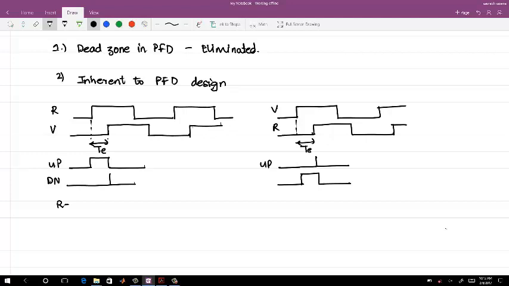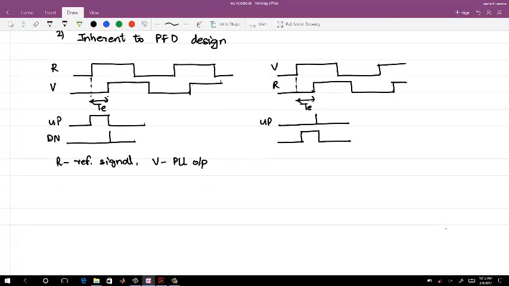Here, R is your reference signal and V is the PLL output. It is a divided signal, but V is the PLL output. So if I give you this on a time scale T, and I put this in a closed loop system, what can you expect the up signal in the first case to be?